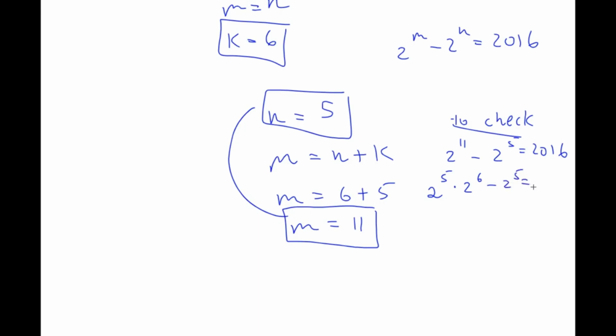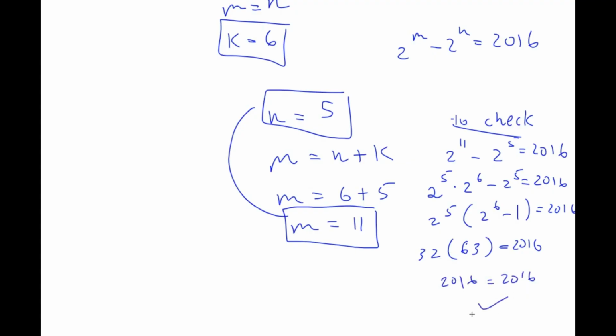So now I have this minus 2 to the power of 5, which is 2016. Now if I factor out 2 to the power of 5, I get 2 to the power of 5 times 2 to the power of 6 minus 1, equals 2016. Now 2 to the power of 5 is 32. 2 to the power of 6 is 64. 64 minus 1 is 63. 32 times 63 is 2016. So we have 2016 is equal to 2016, meaning our values for n and m are right.